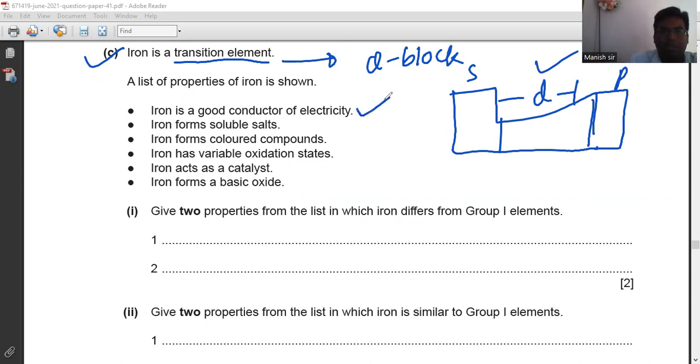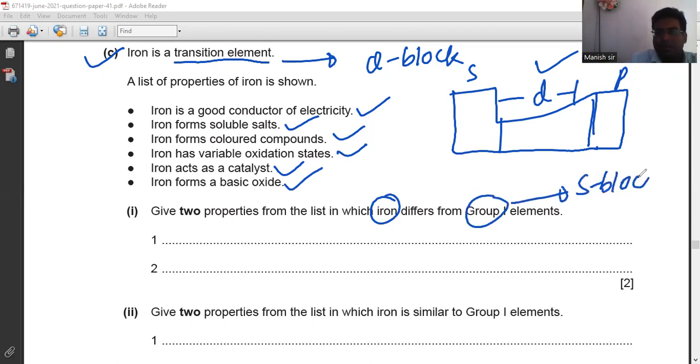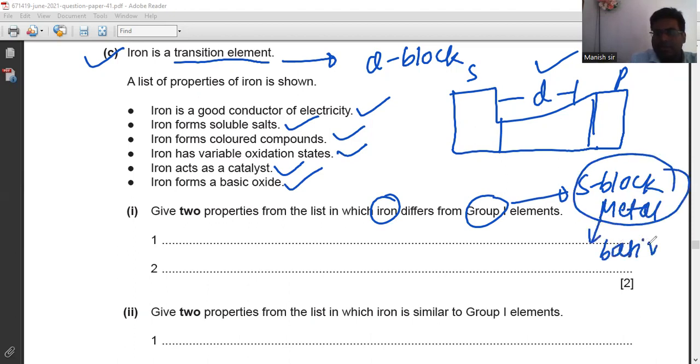So iron is a good conductor of electricity, forms soluble salts, colored compounds, has variable oxidation states, acts as a catalyst, and forms basic oxides, right? So give two properties. Iron is different from group 1. Group 1 is the S block, right? So the S block is metal. As we know, metals form oxides, basic oxides, right? So this is the similarity between iron and group 1.